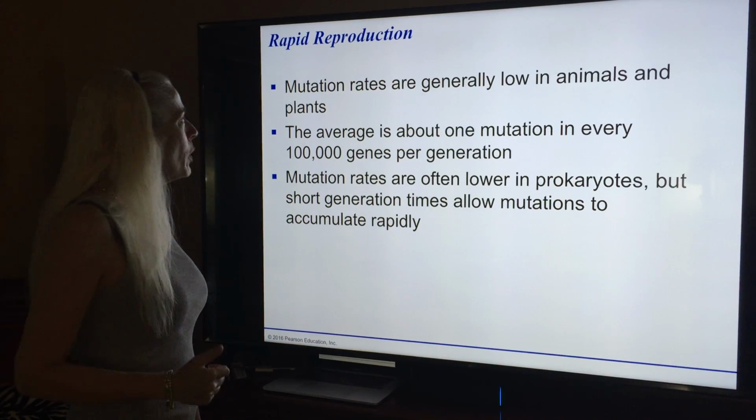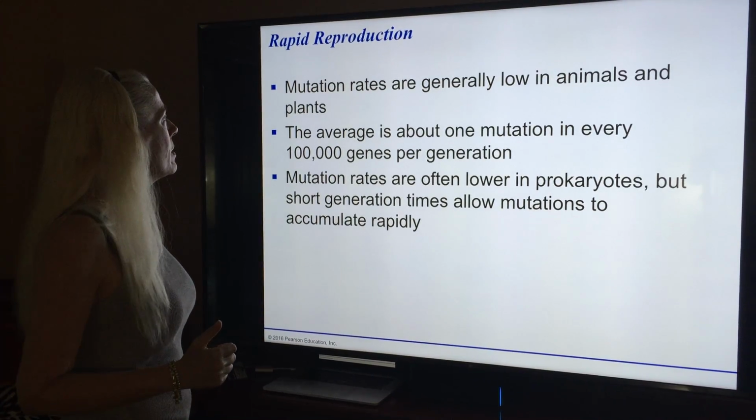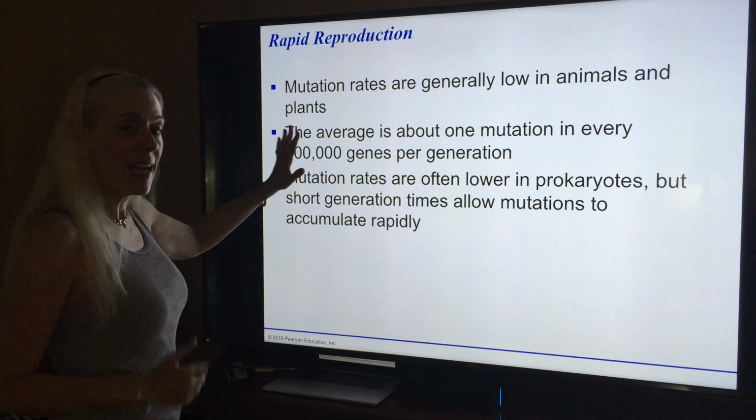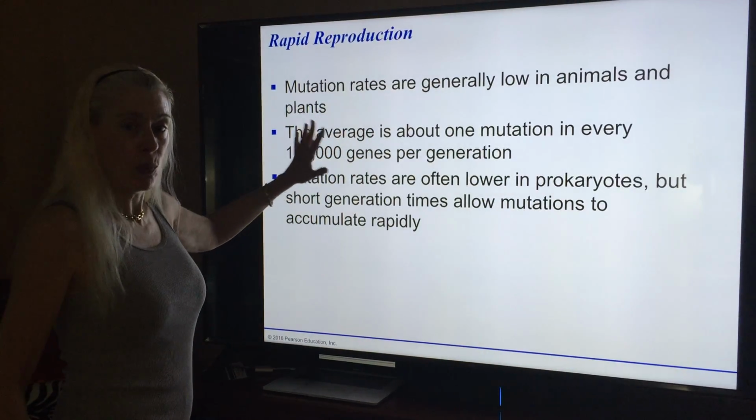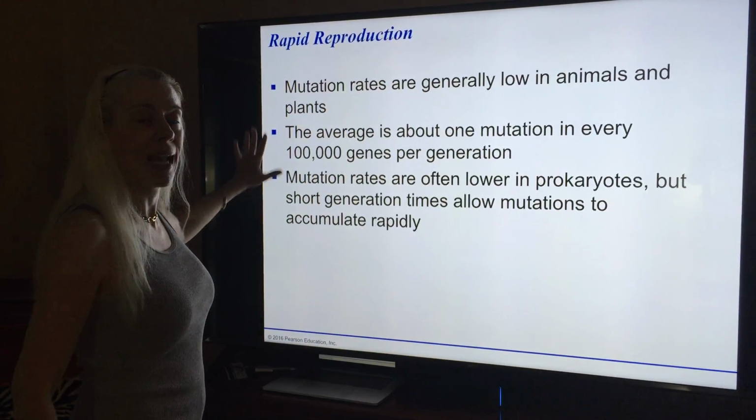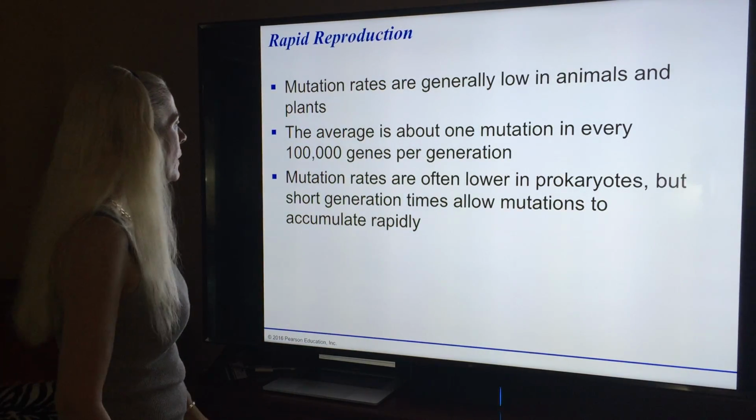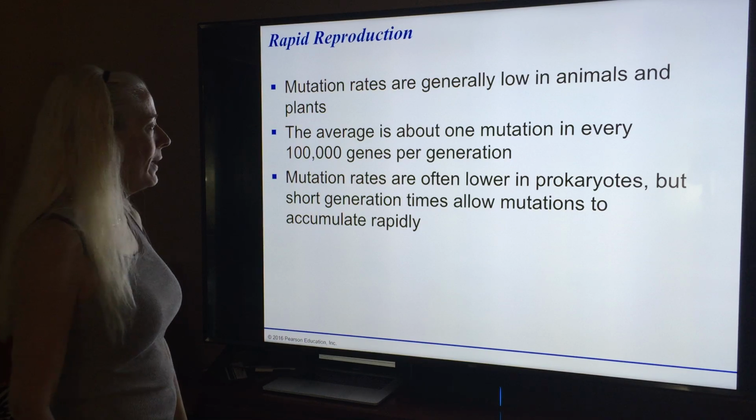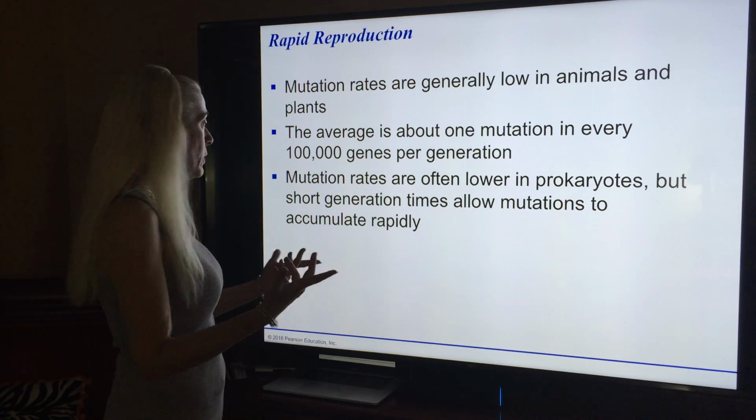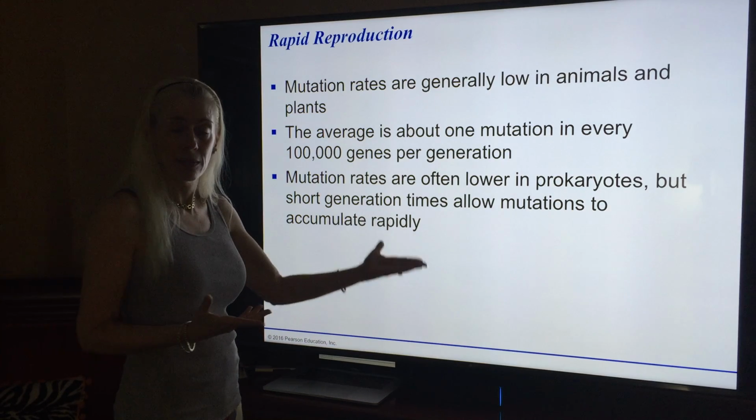Okay, so mutation rates are generally low in animals and plants, on average, and they can actually trace this. There are people whose job is to trace it back and look at how it affected evolution. I'm not kidding you, there are many jobs out there. Mutation rates are often lower in prokaryotes, but shorter generation times allow mutations to accumulate rapidly.